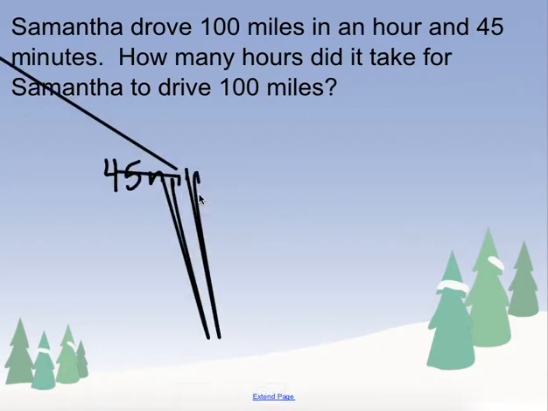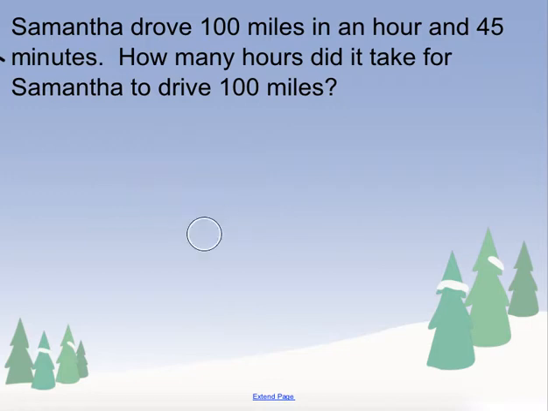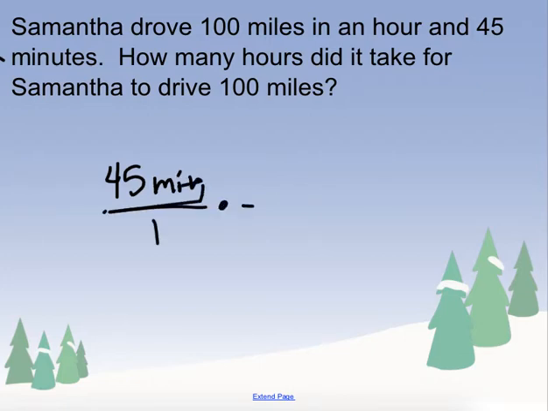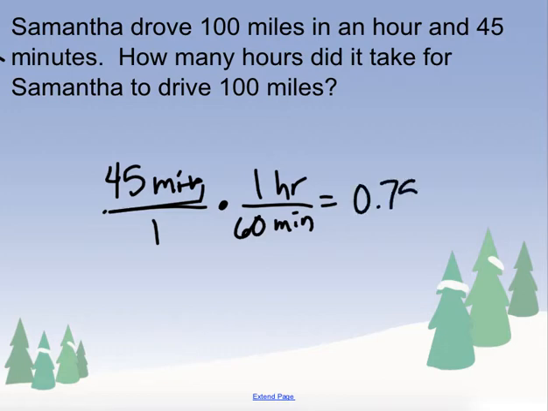Let me erase this really quick and start that over. If I have 45 minutes over 1, I'm going to convert that by saying that's 60 minutes for 1 hour. I end up with 45 divided by 60, which is 0.75 hours. So if I have an hour and 45 minutes, I have 1.75 hours.